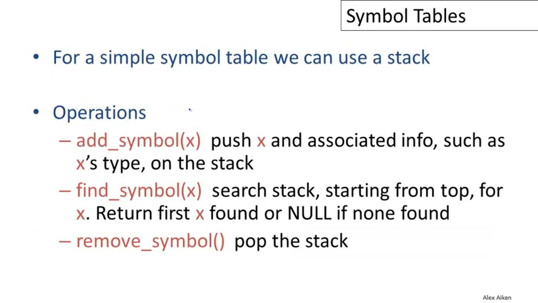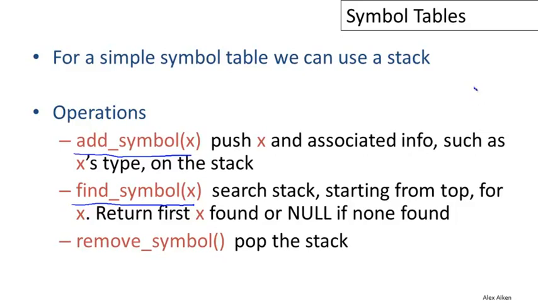For a very simple symbol table, we could just use a stack, and it would have just, say, the following three operations. We can add a symbol to the symbol table, and that will just push the variable onto the stack and whatever other information we want, like its type. We'll have a find symbol operation that will look up the current definition for a symbol, and that can be done simply by searching the stack, starting from the top, for the first occurrence of the variable name. And this will automatically take care of the hiding of old definitions.